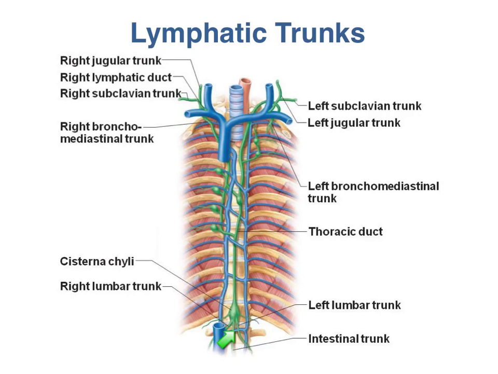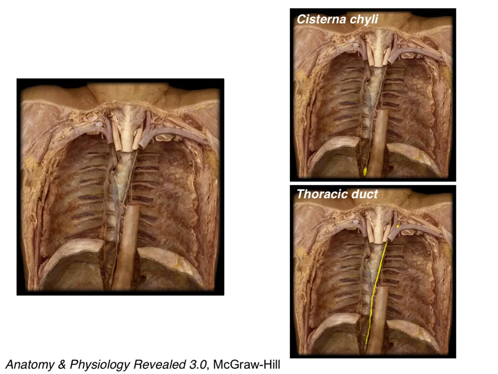You also have a single intestinal trunk that collects chyle, fatty lymph, from the intestinal tract. The lumbar trunks and the intestinal trunk join together to form the cisterna chyli. About 100 milliliters of lymph per hour pass through this enlarged lymphatic sac. The cisterna chyli marks the beginning of the thoracic duct. You can see the cisterna chyli and the thoracic duct in these images.